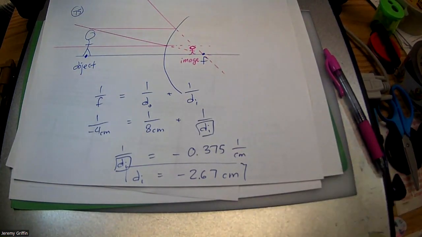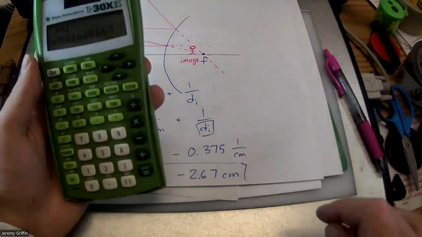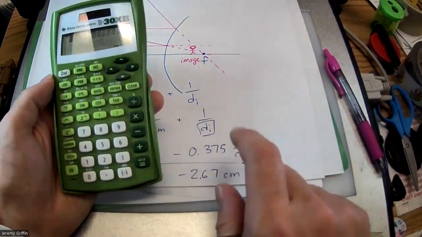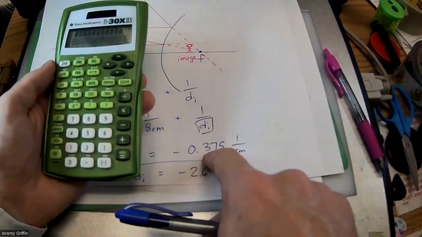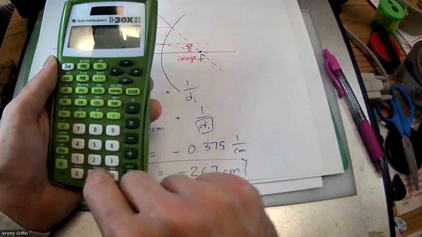How would I take the reciprocal in a calculator? Okay, so there's two ways you can take a reciprocal. And so take this over. So negative 0.375.